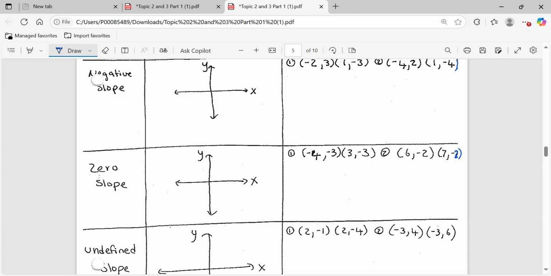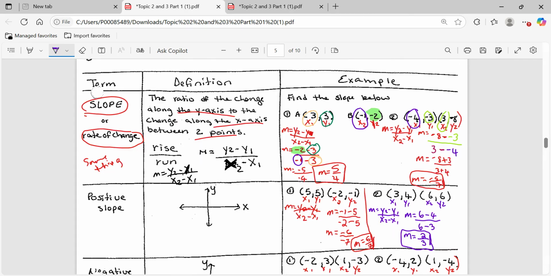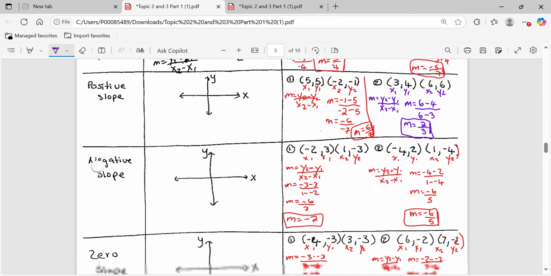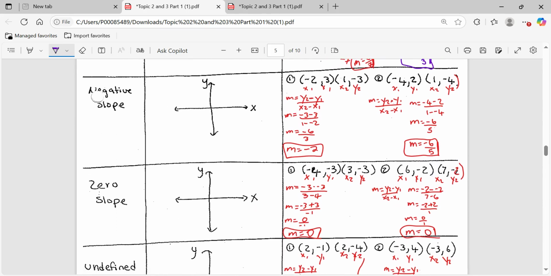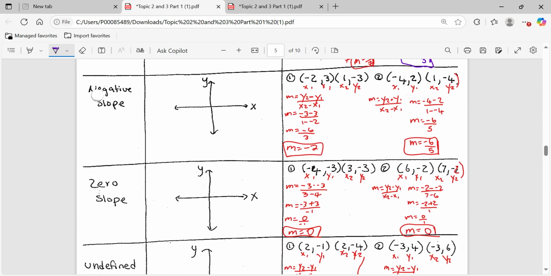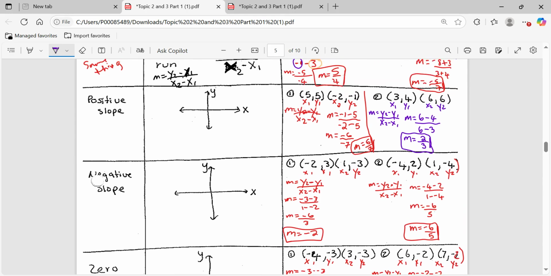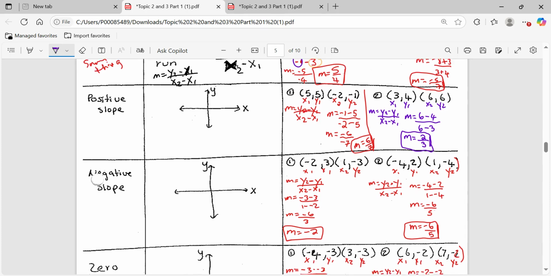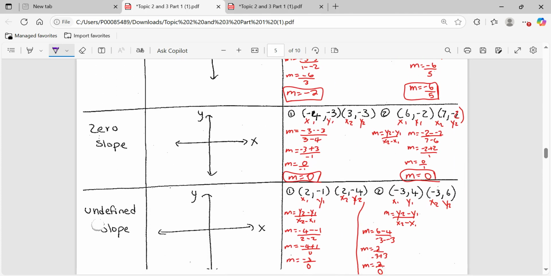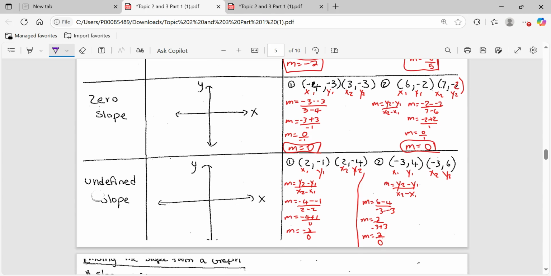All right, now that you have tried and you are back, you should have gotten for the negative slope, the next two: m is -2 and m is -6/5. This is a negative slope. If you notice before that, we had two positive numbers. It's a positive slope. The zero slope, when you finished, m was equal to 0, and 0 divided by a number is just 0. So your slope is a zero slope.